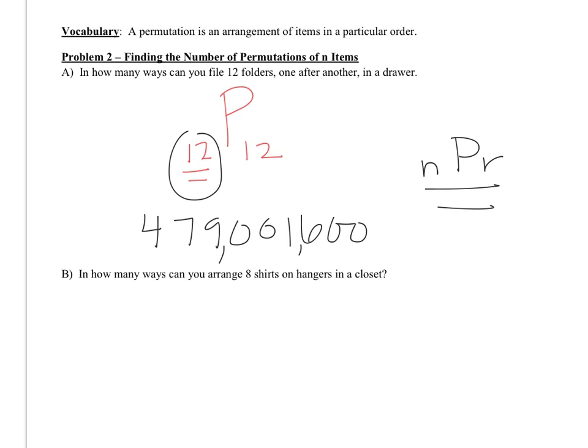So for B, how many ways can you order 8 shirts? The order matters. You have a total of 8 shirts and you're choosing 8. Again, you might have to push the 8 and then push math, arrow over to probability, and down to the nPr, push enter, 8, choose 8. By golly, there's 40,320 different ways you could order 8 shirts. That's nuts.